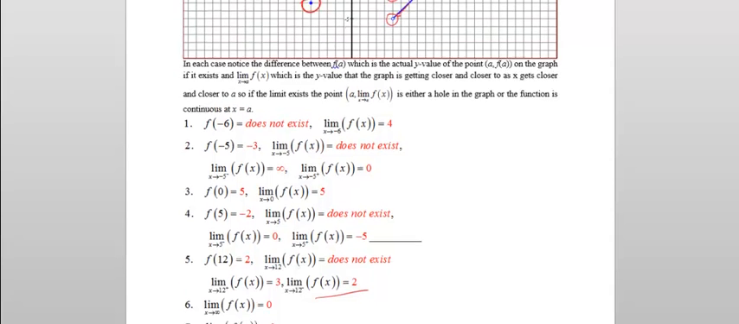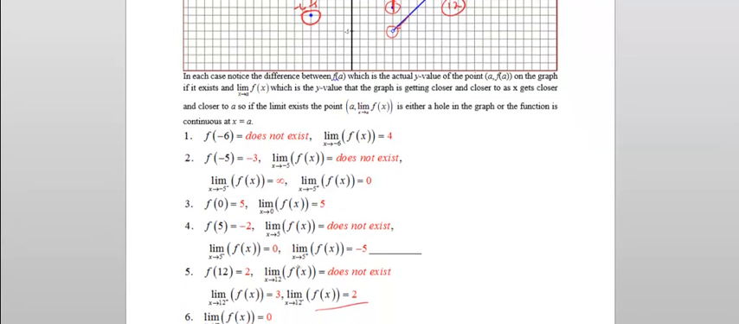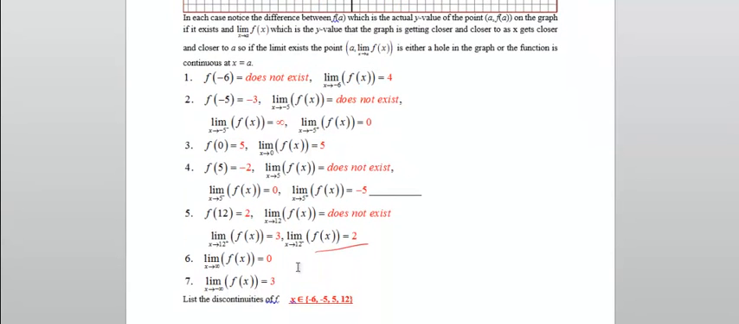The discontinuities are the x values where we have breaks of some kind, and you'll see that here at negative 6, negative 5, 5, and 12. Okay, and you can list those like that.